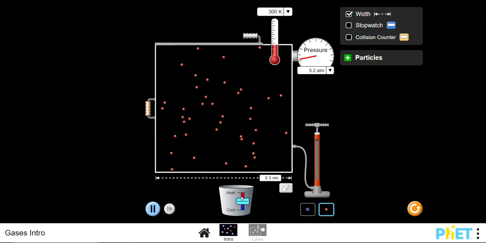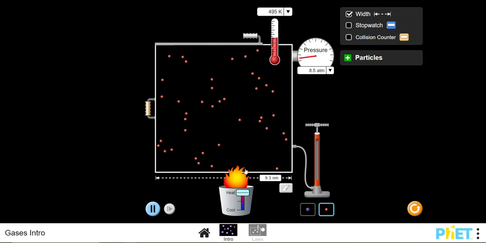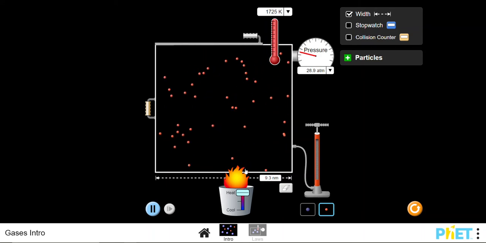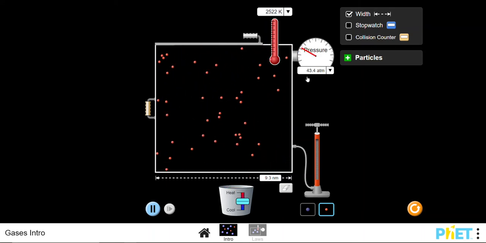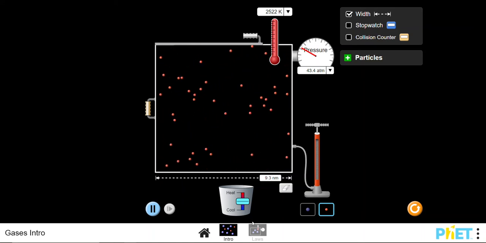But we can also heat the gas up. Let's start warming it up, and we'll find that the particles now move faster and faster. So we get an increase in pressure there, and we've got an increase in temperature. So there are lots of things that are linked together when we study gases.